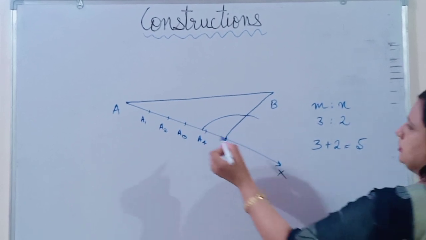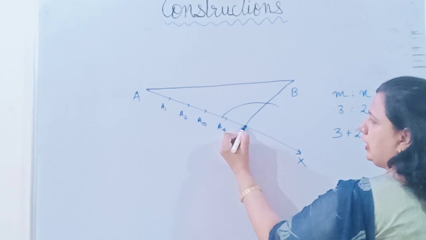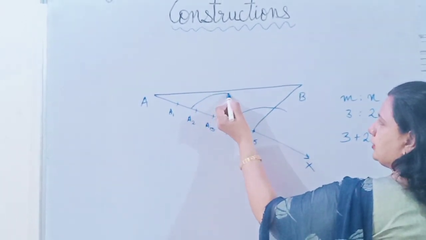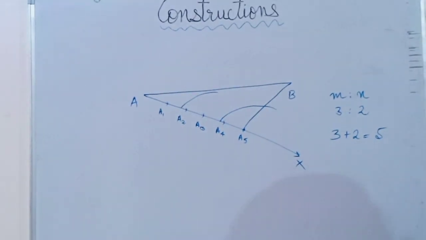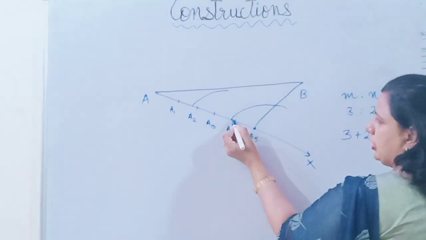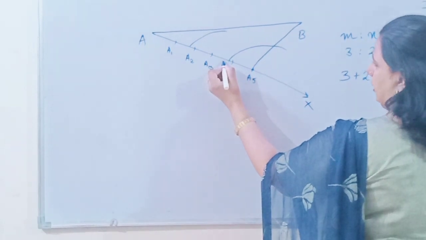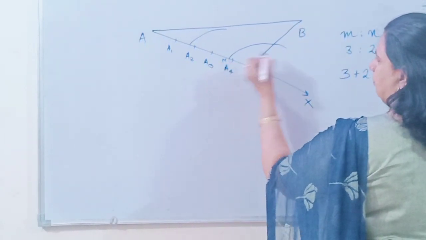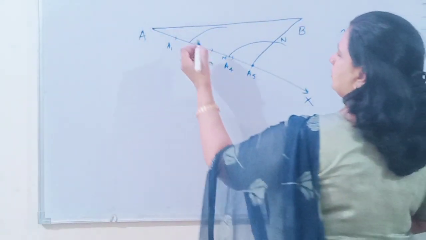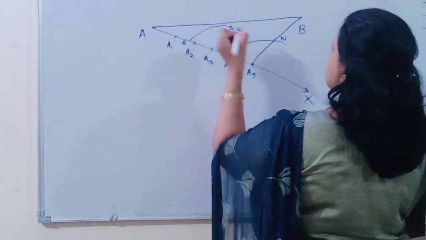Same we will do here, keeping the needle of the compass at A3 and the same distance, this distance in the compass, we will draw another arc. Now let us name this arc as MN, and this arc as RS.